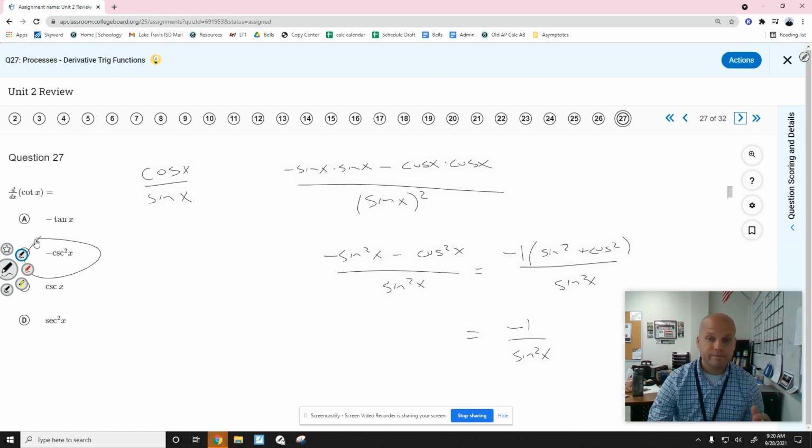What do you want to do? You want to do this? You want to do that? You can do it. I probably want to just remember it. Tangent's derivative is secant squared. Cotangent's going to be similar. It's going to be negative, and it's going to be like the flip, kind of. Instead of secant squared, it's cosecant squared, but negative.